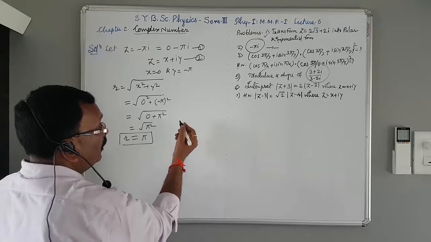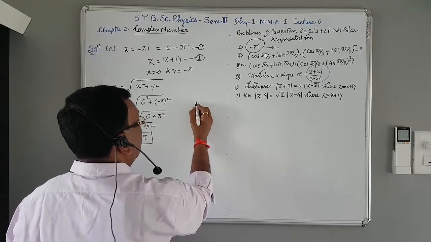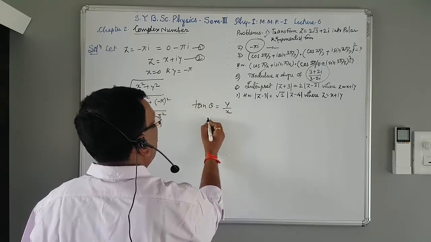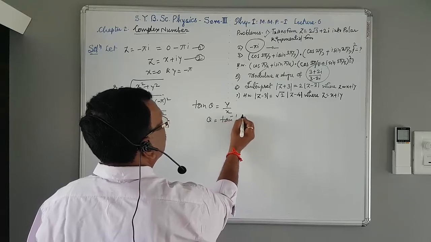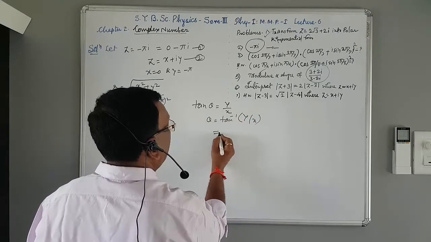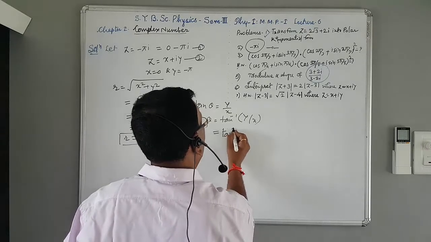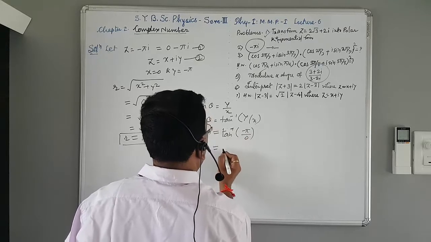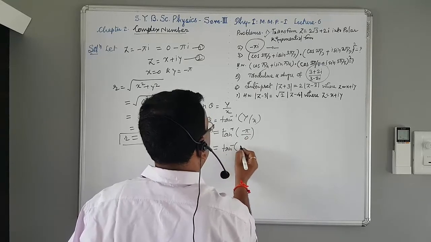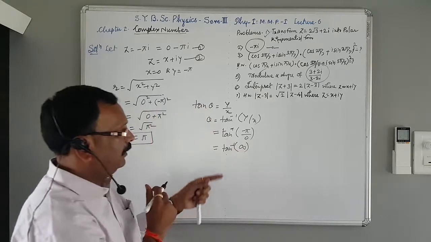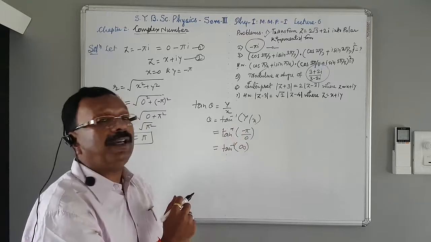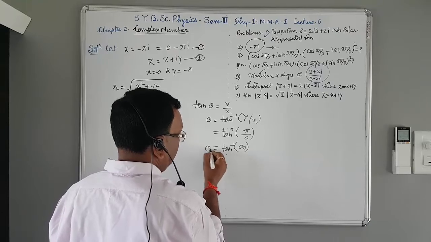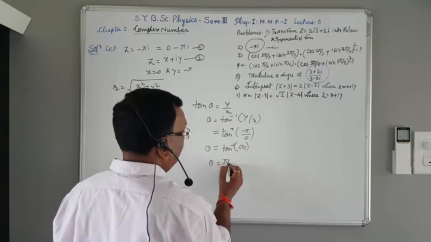Now obtain the argument or phase angle, and that is from the equation tan theta is equal to y upon x, or theta is equal to tan inverse of y by x. Substitute again the value of x and y, we have tan inverse of minus pi upon 0. We have tan inverse infinity. Remember that when we divide any number by 0, we have infinity. And this equation gives the value of theta is equal to pi by 2.